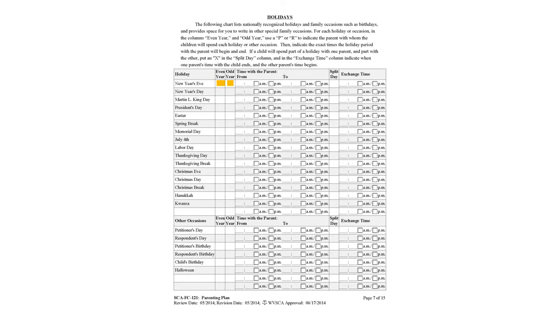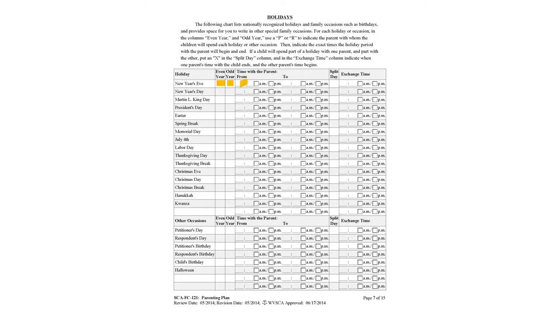Even odd means that every other year the parent will have the holiday. Do not give one parent all of the even and the other all of the odd. This will mean that one parent will get every holiday for an entire year and the other parent will get nothing.